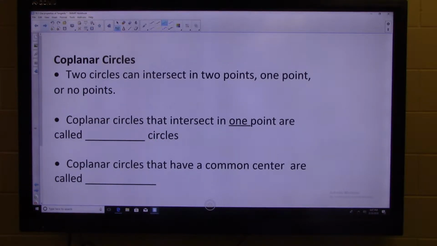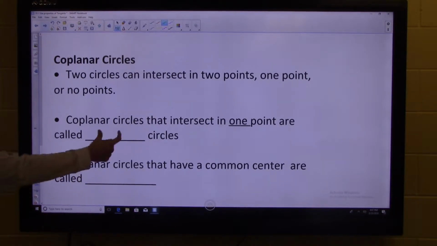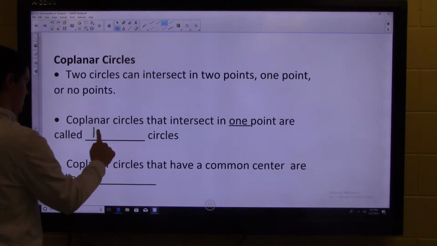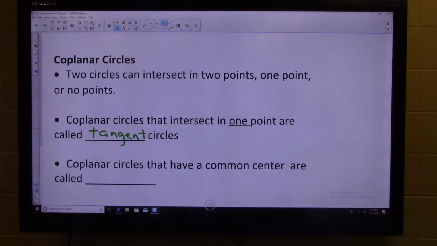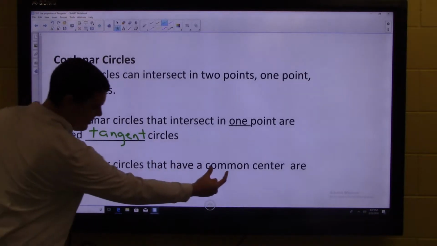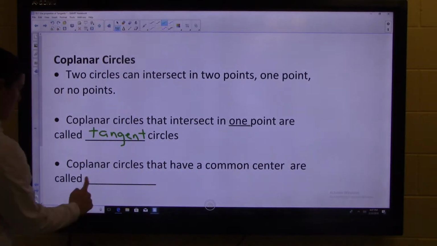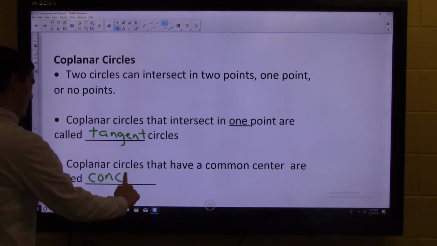Coplanar circles that intersect in 1 point are called, you might be able to guess this, a line that intersects a circle at 1 point is called a tangent line. So circles that intersect each other at 1 point are called tangent circles. The last bullet: coplanar circles that have a common center are called concentric.